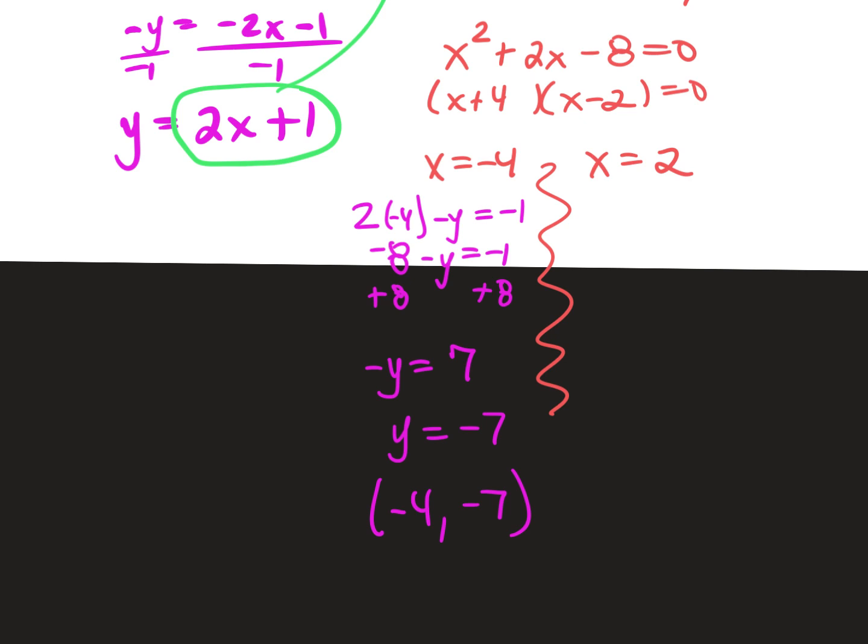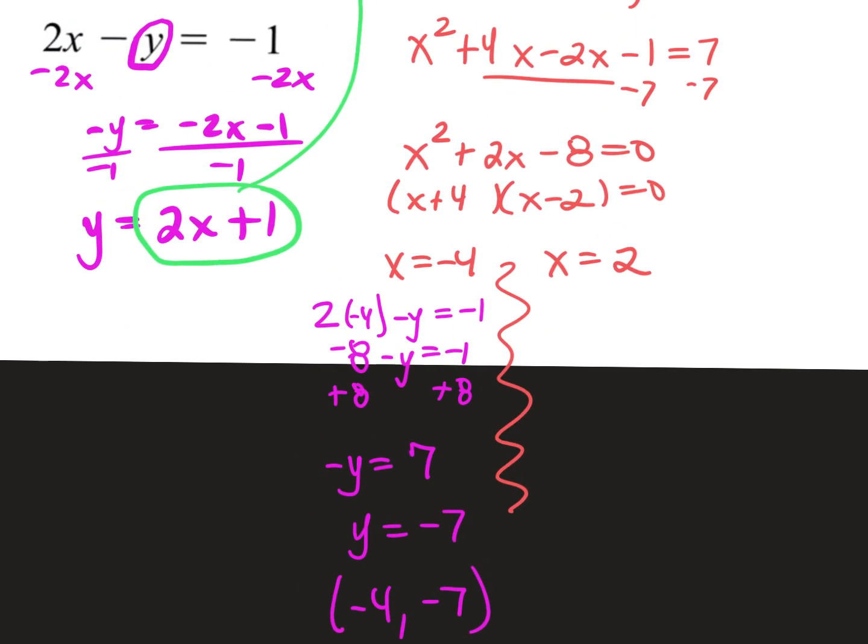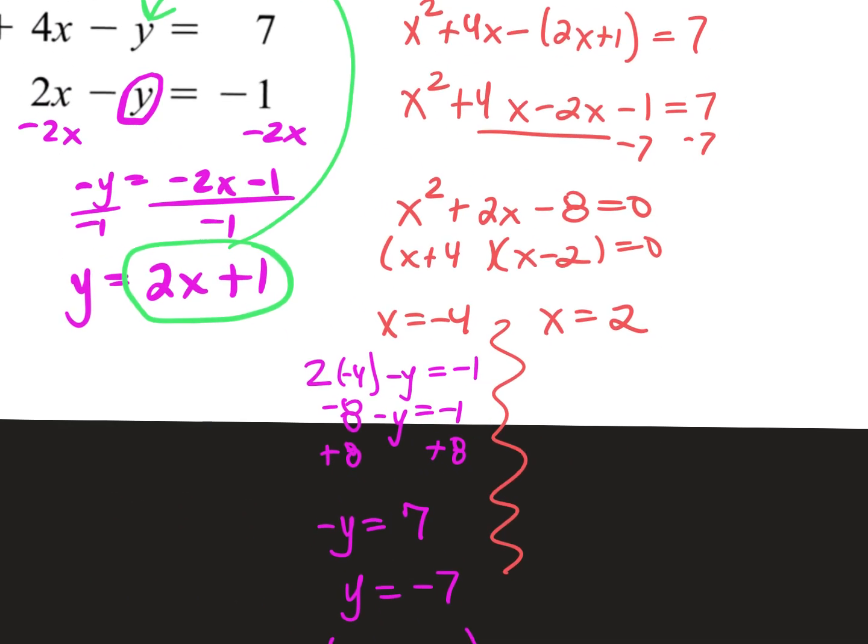So when I have negative 4 as my x value, my y value is negative 7. Now, you don't have to check. I just think it's in your best interest because first of all, you want to make sure you didn't make any math errors, and you want to make sure that your values make both equations true. We'll check it in 1 second. Let's go back up here. Same thing. I'm going to use the exact same equation, 2x minus y equals negative 1.